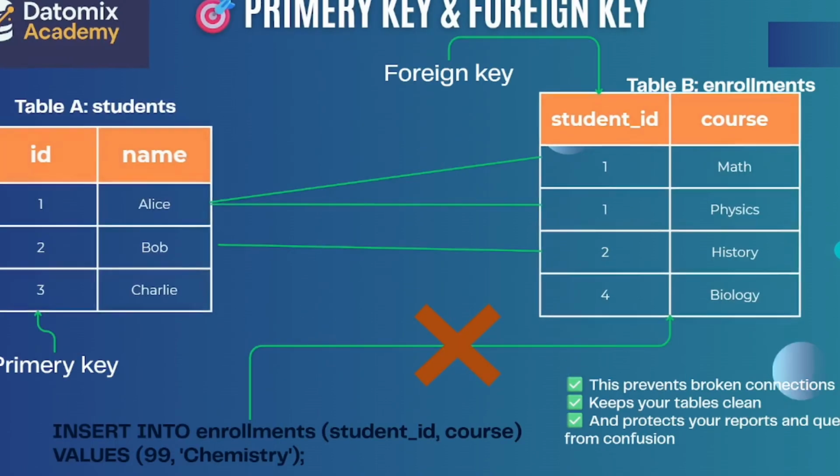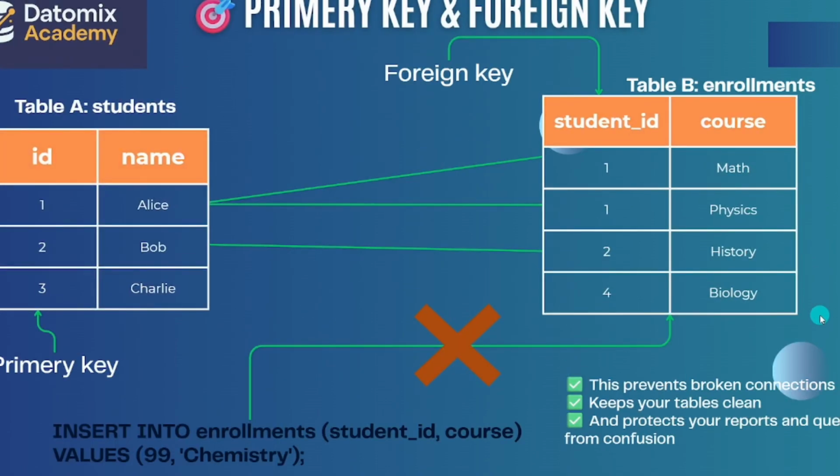Let's put both tables side by side to make it super clear. So, ID from students is the primary key, and student ID from the enrollments table is the foreign key. This foreign key is pointing to the primary key. That's what makes joins possible. And it ensures that every student ID in the enrollments table must match a real student in the students table.